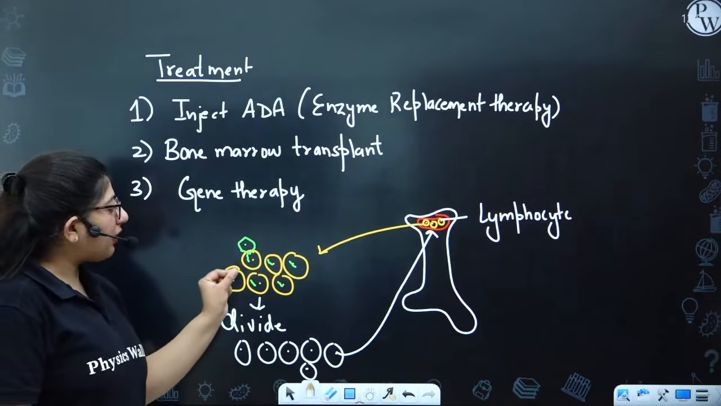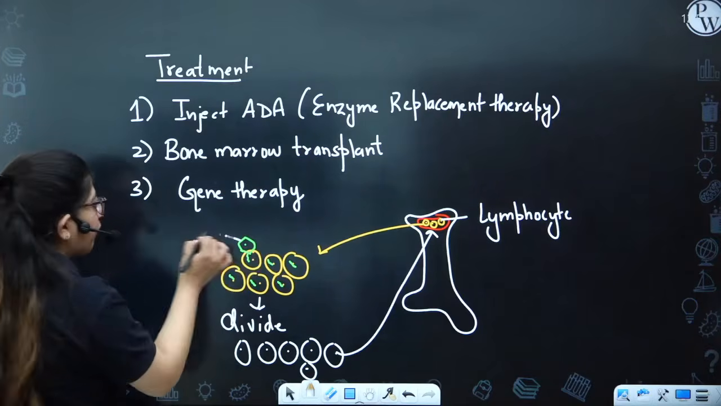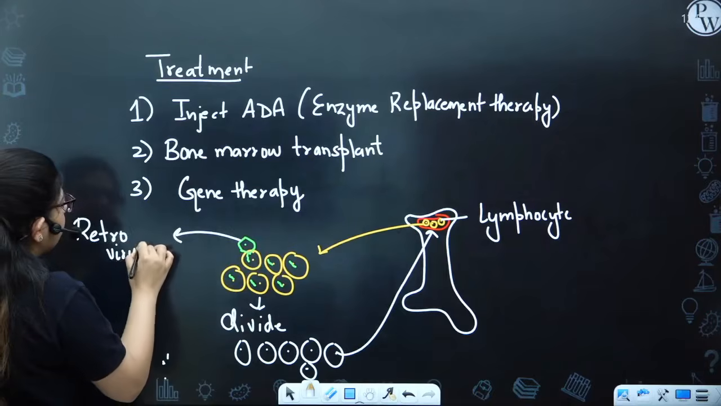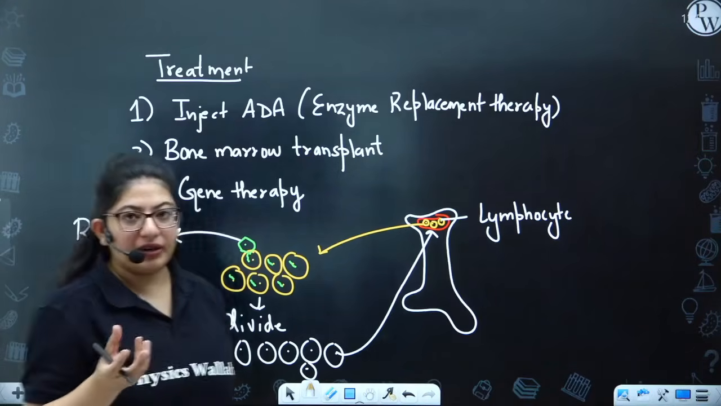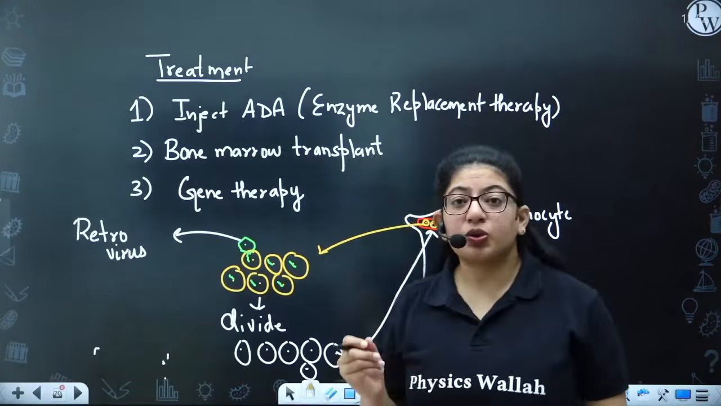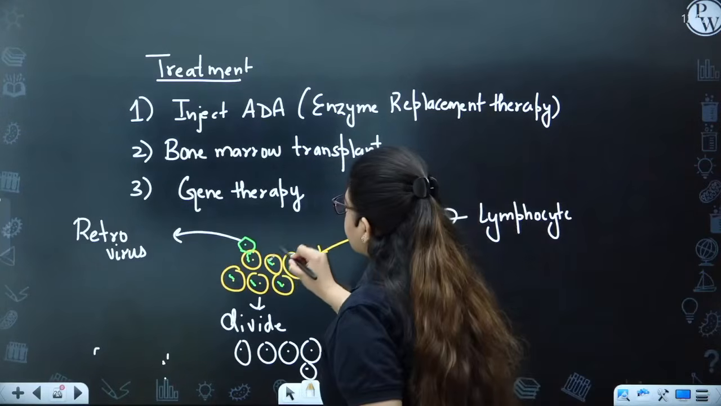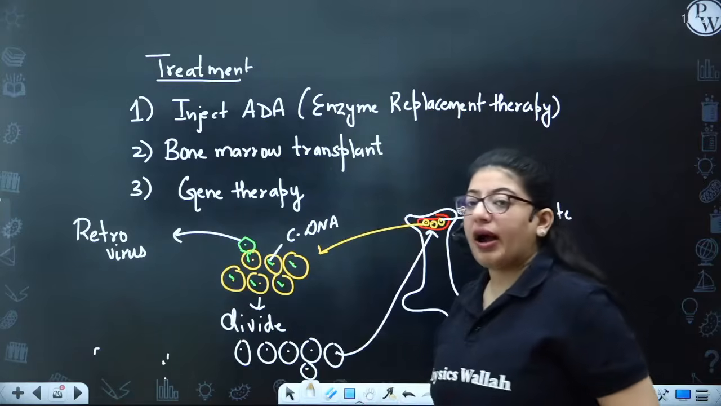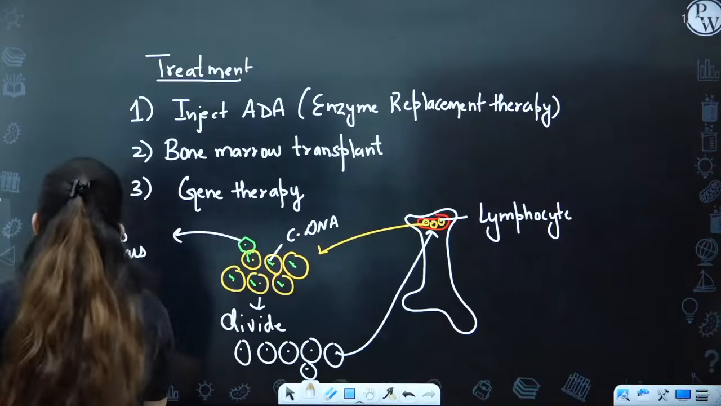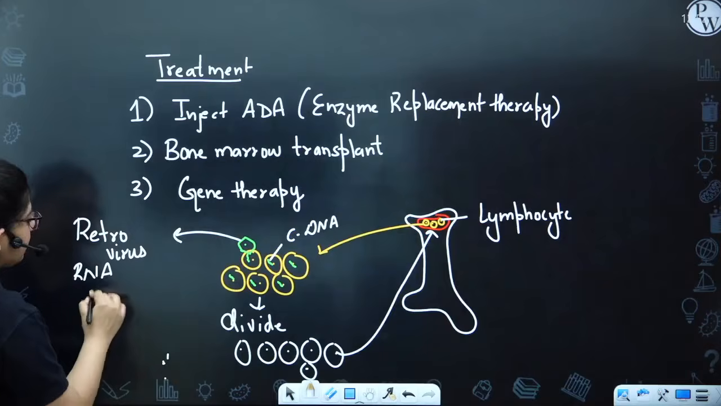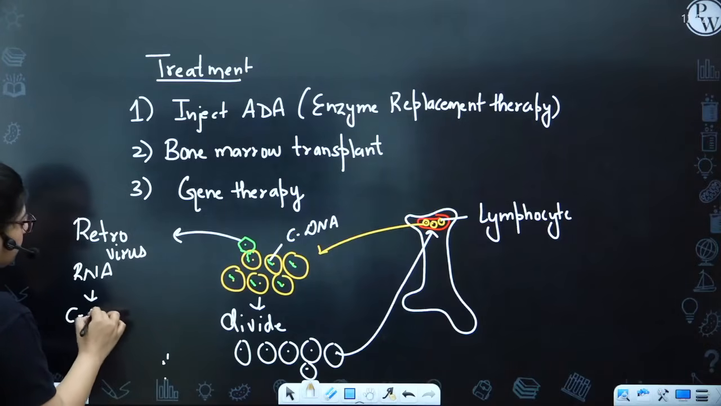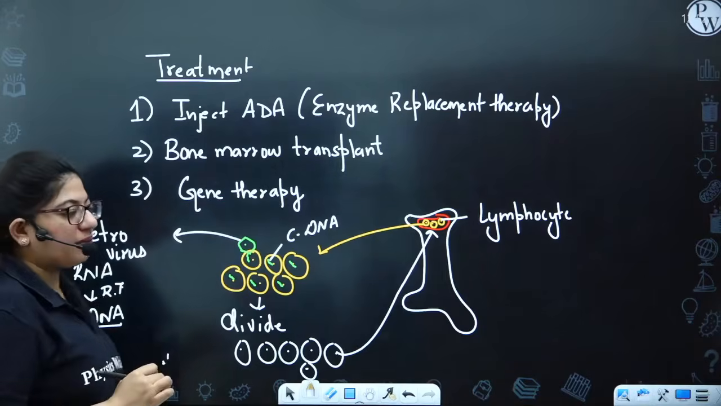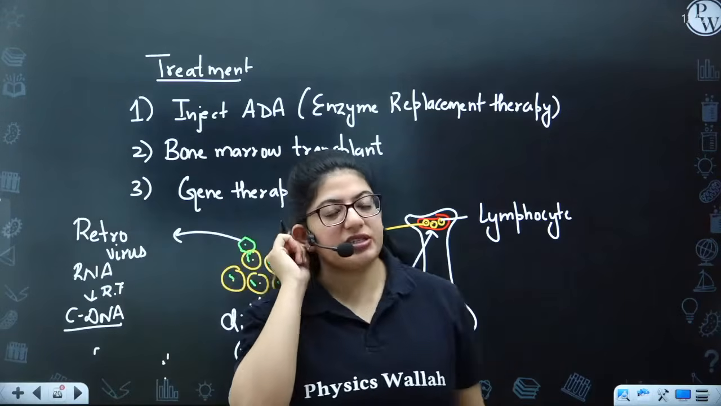So how are we injecting it? We are injecting it with the help of a vector, which is retrovirus. If you are giving the gene through retrovirus, and retroviruses have RNA, so here what type of DNA is going? cDNA is going. What is a cDNA? Because retroviruses have an RNA genome, in our cell this RNA will be converted into cDNA, and the reverse transcriptase enzyme will help in this, and this process is reverse transcription.